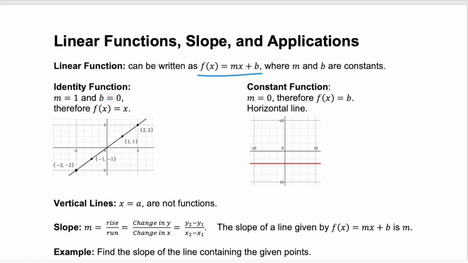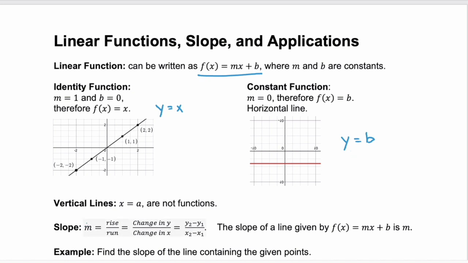The identity function would be the line y equals x, or f of x equals x. The slope is 1, and the y-intercept, or b, is the origin. It's 0, 0. And then we have the constant function, which is a horizontal line. The slope is 0, and the y-intercept is whatever that constant is for the line. So y equals b, or f of x equals b.